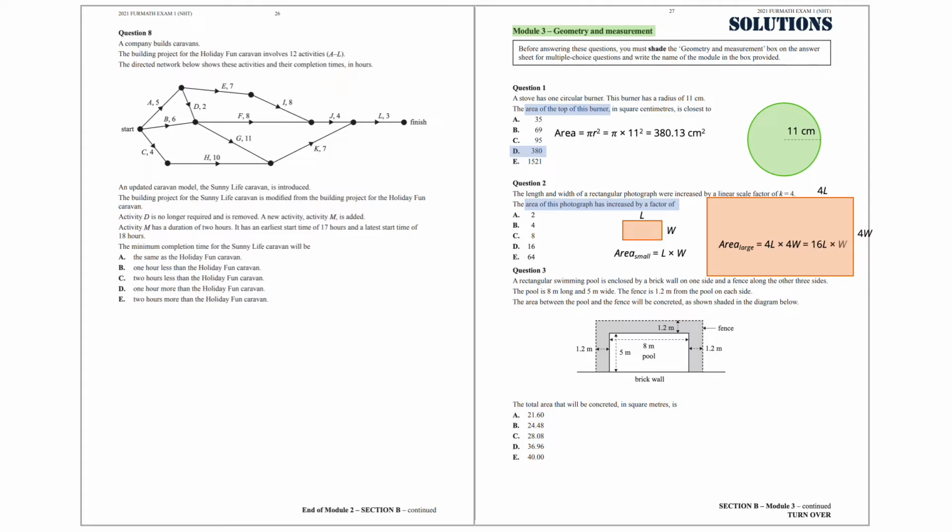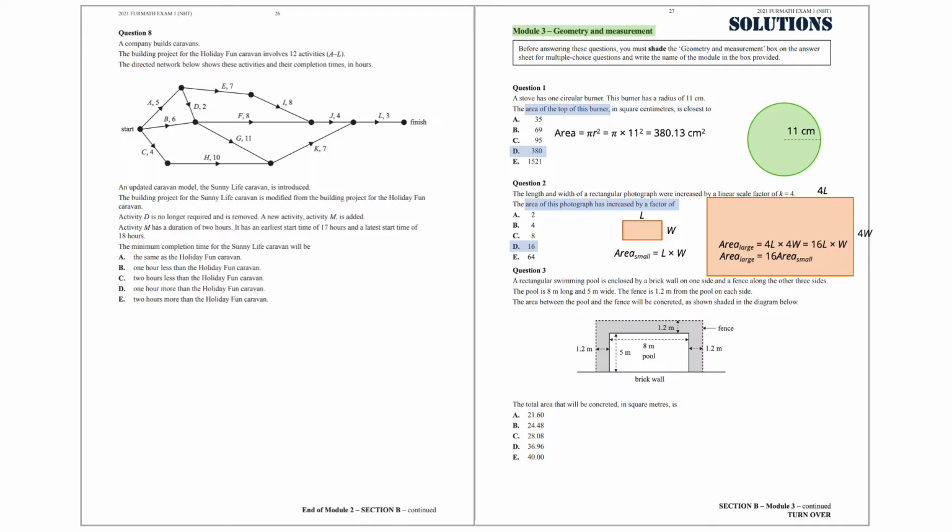So the area of the large rectangle equals 4L times 4W, which is 16L times W. That means that the area of the larger rectangle equals 16 times the area of the small rectangle. So the answer we are after is option D.